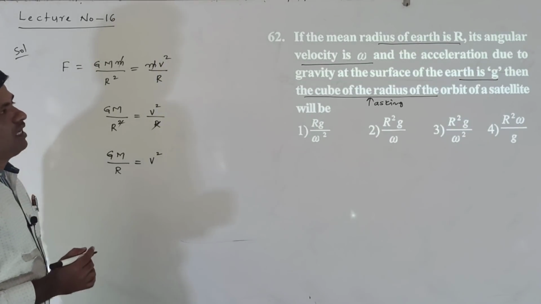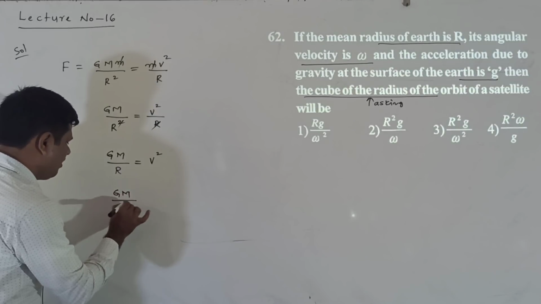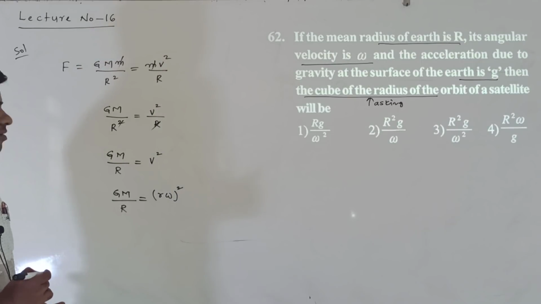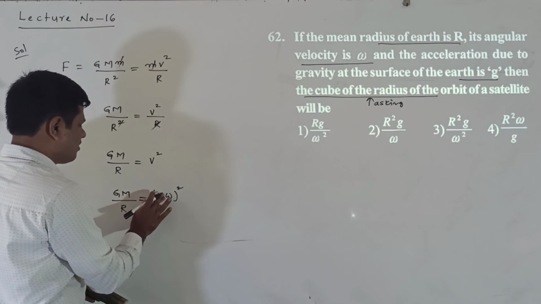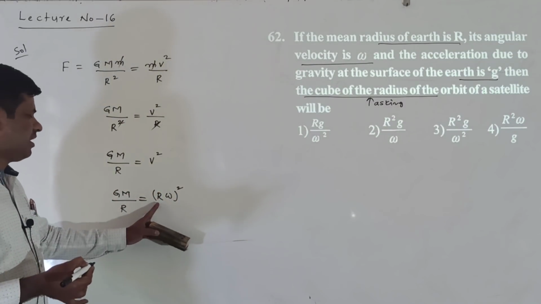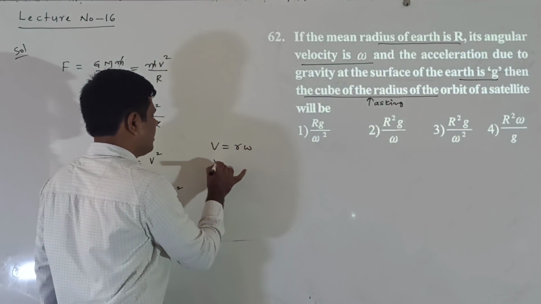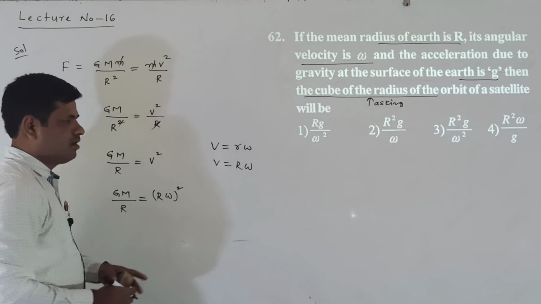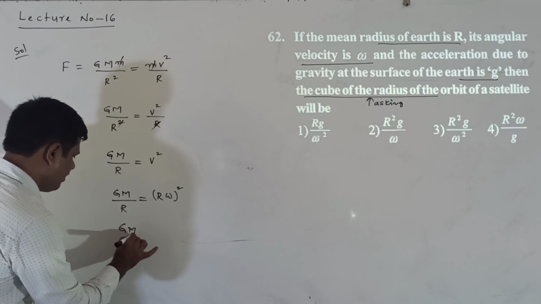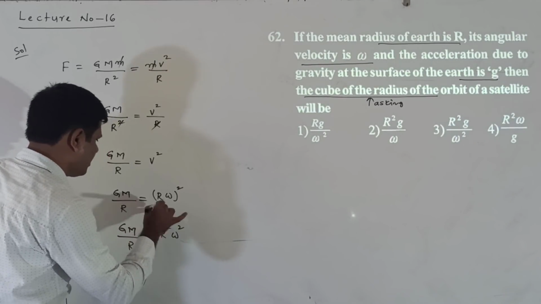Now, here angular velocity is already given, omega. So GM by R is equal to v, and v is equal to R omega, whole square. Here, in R omega, I have considered capital R, because the radius, meaning the distance, is given as capital R. So (R omega) whole square. Why take capital R in place of small r? Because the radius is given, v is equal to R omega. Clear? Now from this, GM by R is equal to R square omega square.